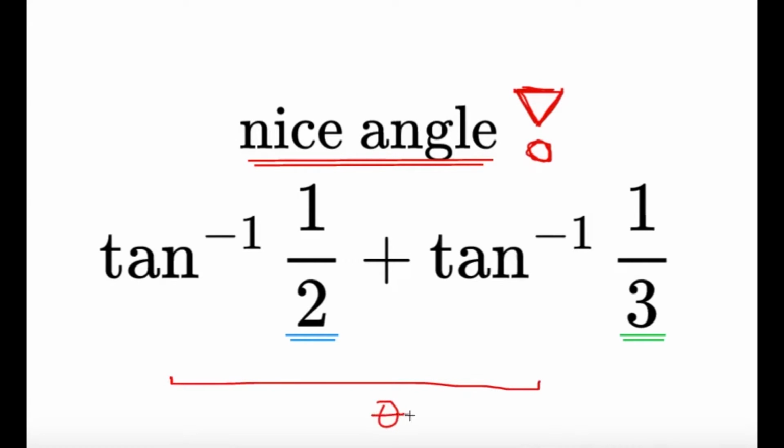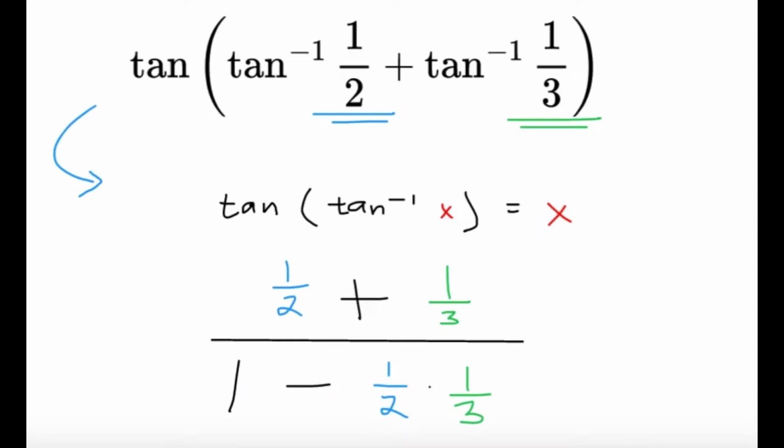And since we have inverse tangents, we can use the tangent function. So let's just try to take the tangent of this angle theta. Now we can use the following identity: tangent of the inverse tangent of x equals x. That's just because f of the inverse of f of x, or f of its inverse, is just whatever you put inside. It's just the property of inverse functions. So the tangent of the inverse tangent of 1/2 becomes 1/2, and the tangent of the inverse tangent of 1/3 becomes 1/3.